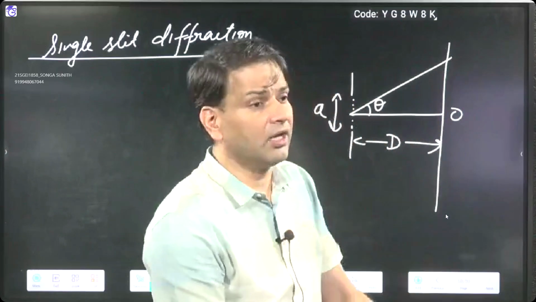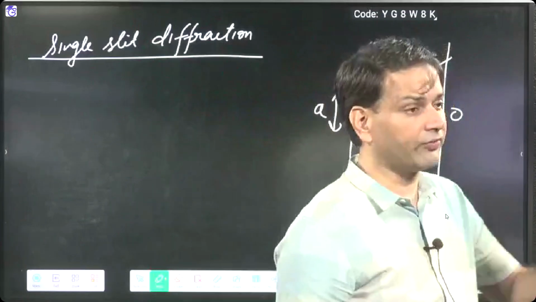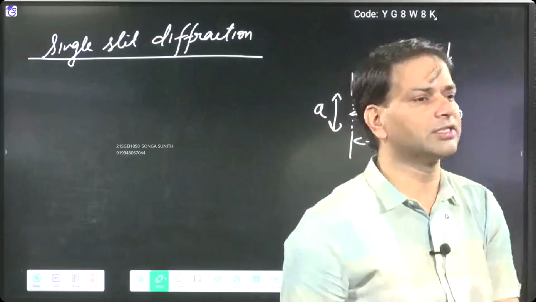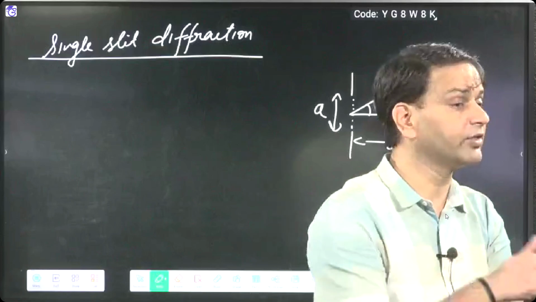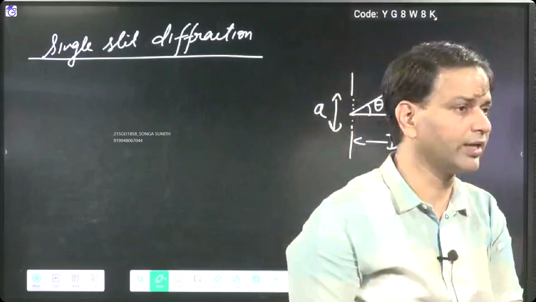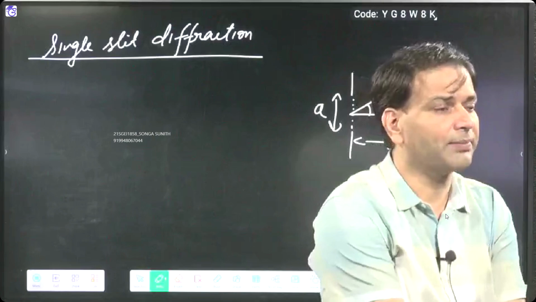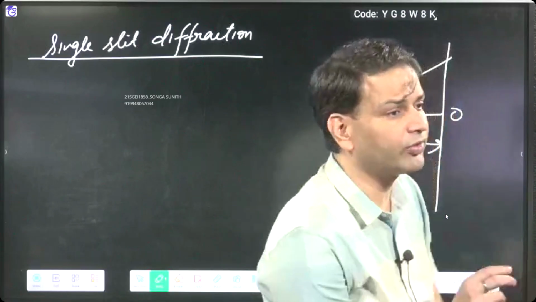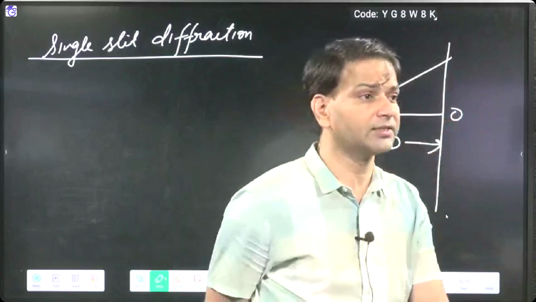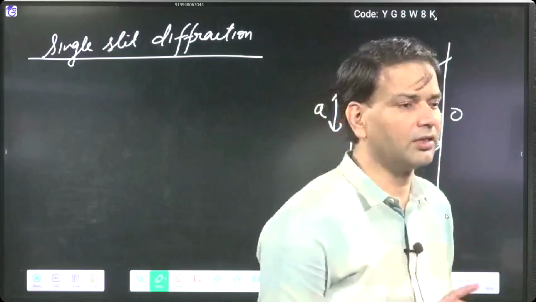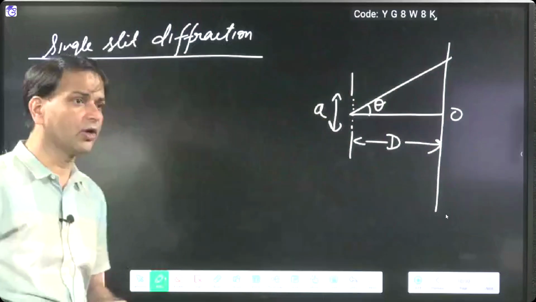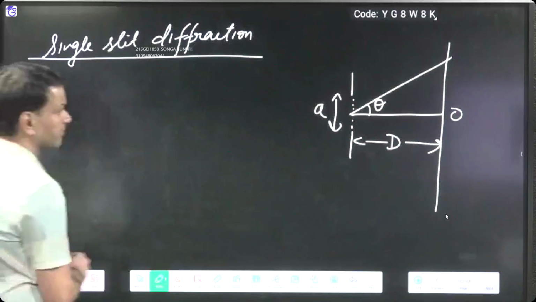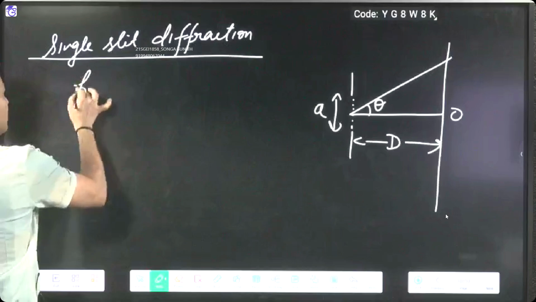Third, in interference, we define the fringe width. Any two consecutive maxima, that is called the fringe width, and that will remain constant throughout. But in diffraction, what is happening? The central maxima width is double the other maxima. Central maxima angular width is 2 lambda by a, I said. So that is the third difference we can say. Everybody got this?